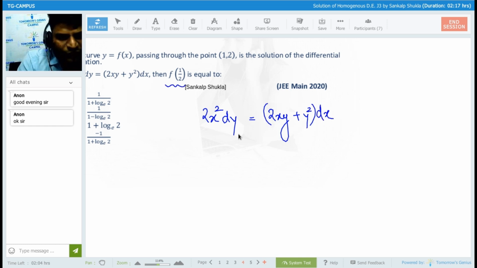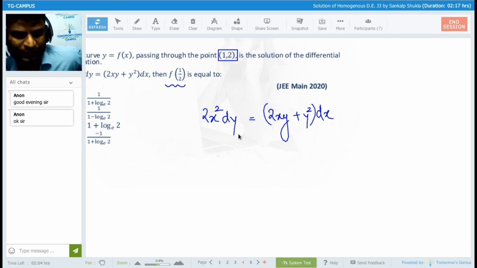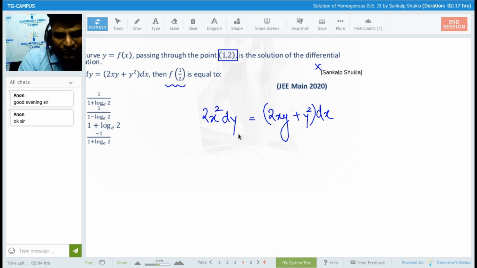Okay, and the question is asking you f of 1 by 2. Again, a particular solution is given to you. See, point (1, 2). A particular solution is given to you. Like when x is equal to 1, y is equal to 2. And you have to find the value of y when x is 1 by 2. So when x is equal to 1, y is 2, that we know.